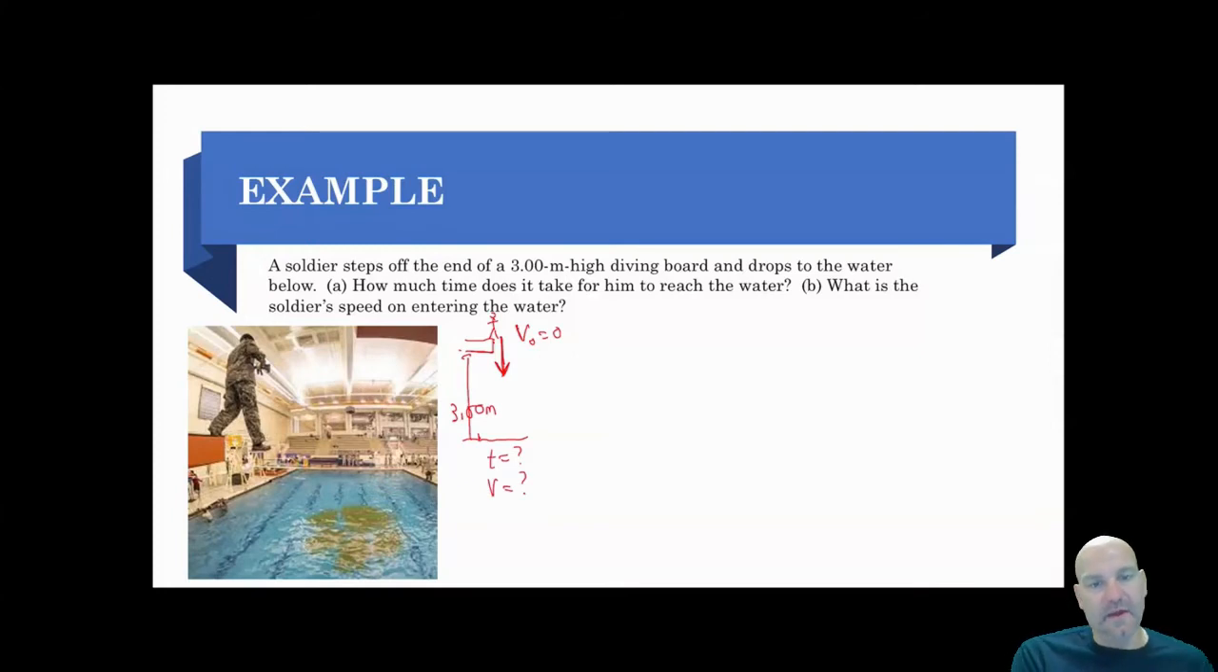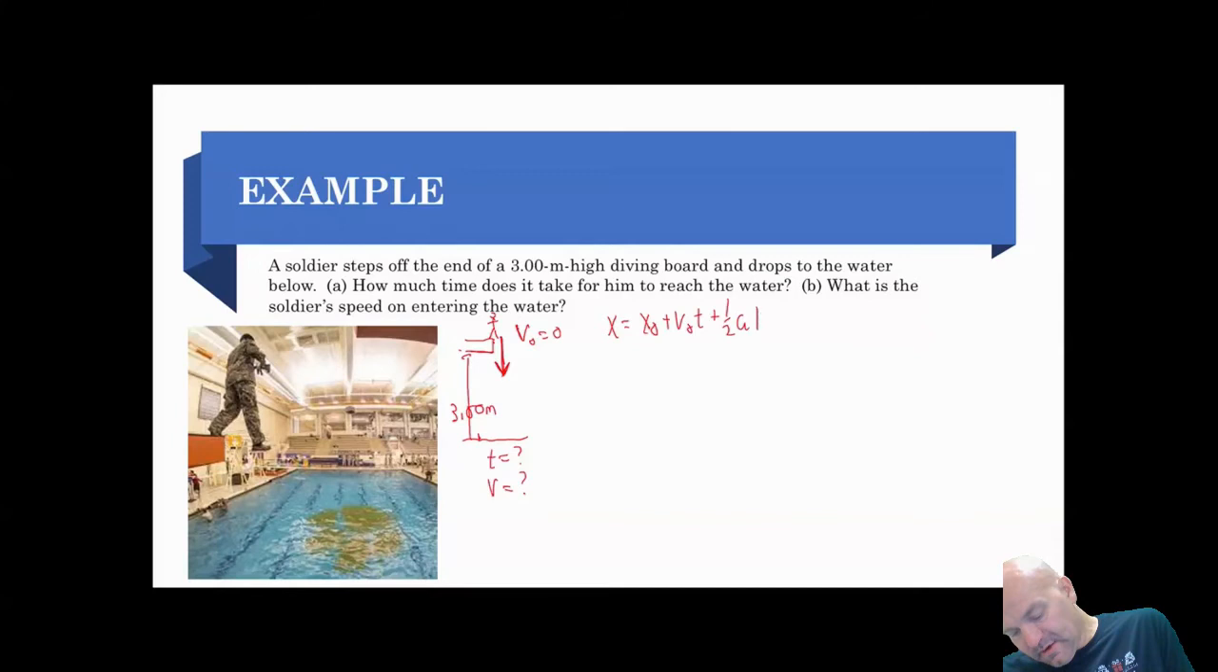If we want to find the time, notice that we don't have the final velocity. So we're going to have to use x equals x0 plus v0 t plus 1/2 a t squared for part A, because we don't have our final velocity. Our initial position is 0, and our initial velocity is 0, because we're just dropping.